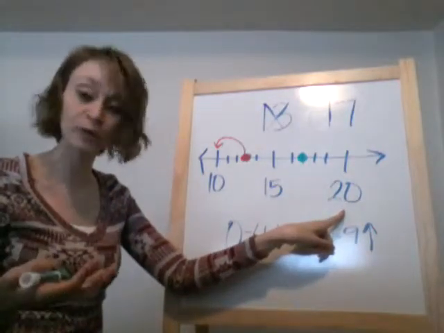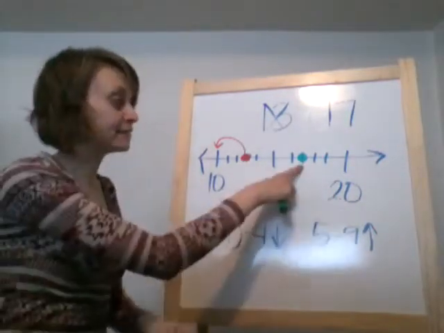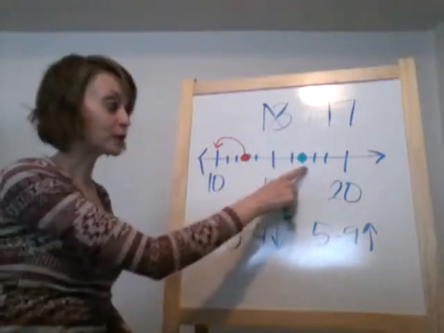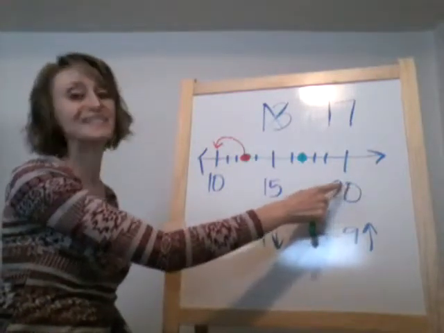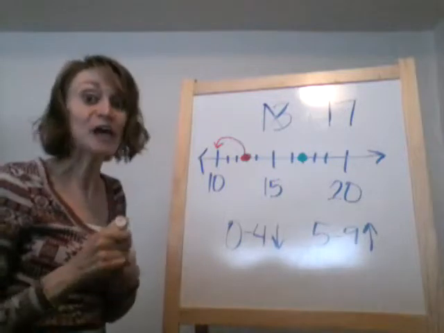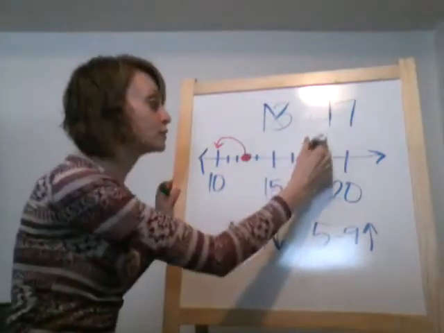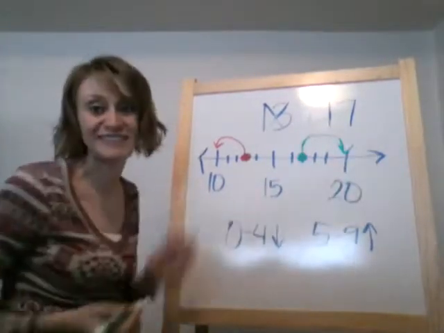Okay, now let's double check with our other trick. Is 17 closer to 10, or is it closer to 20? It's definitely closer to 20, right? So that tells us we want to round up to 20.